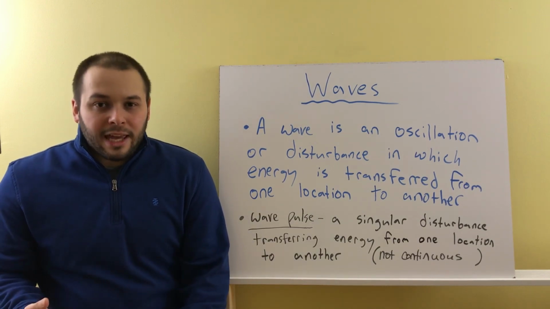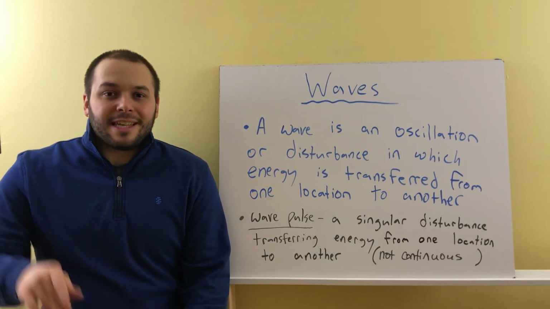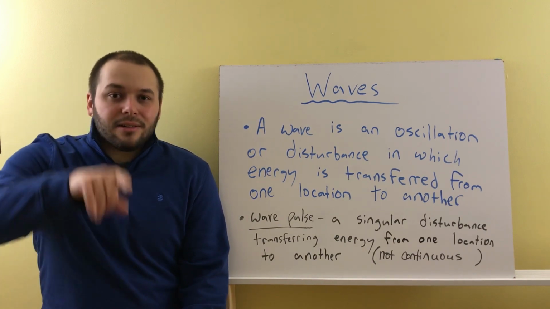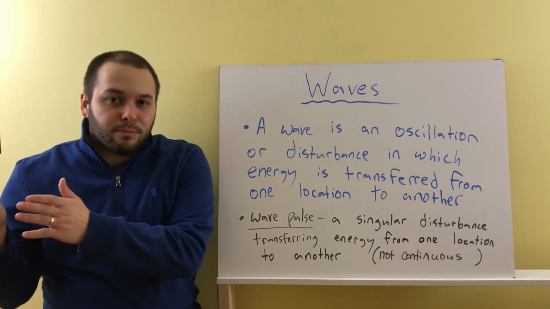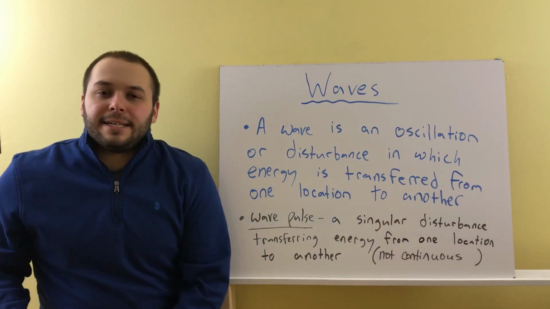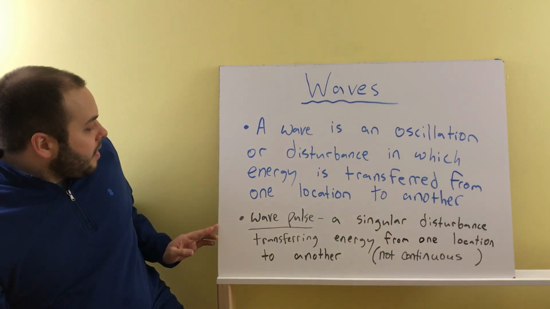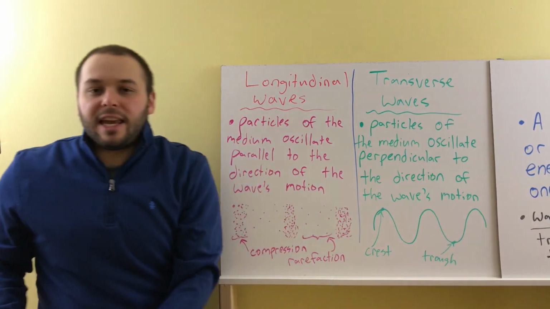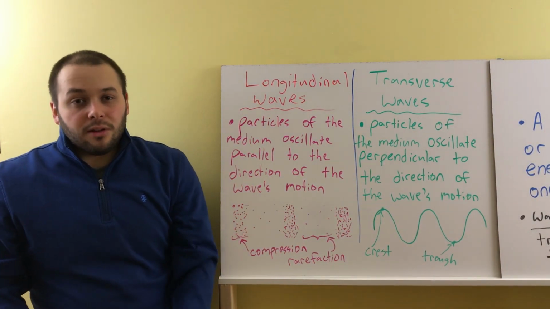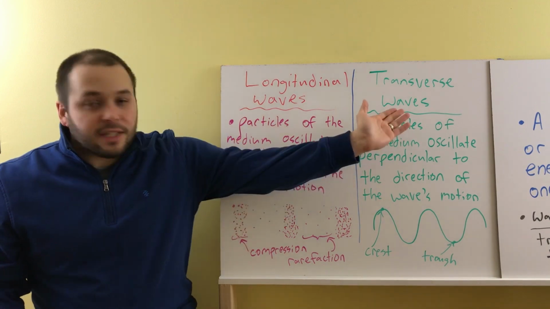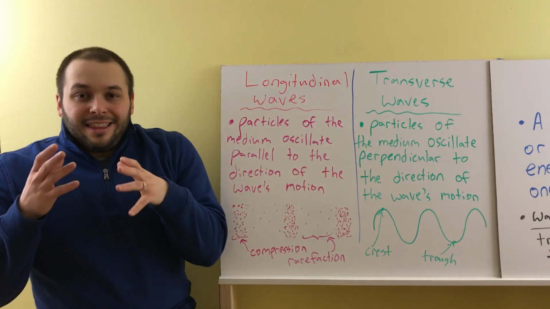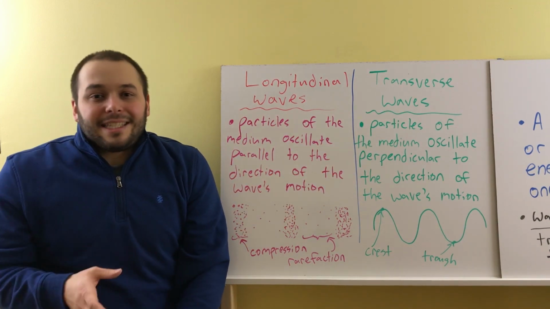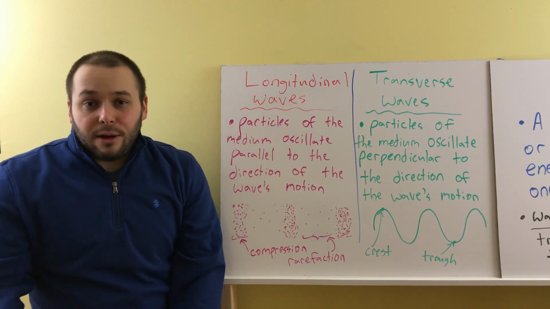But in short, waves tend to be periodic, or they tend to be something that kind of cycle back and forth, and they move energy along. Now, there are two major classifications of waves. We have what's called longitudinal waves and transverse waves. These two categories can classify any type of wave we encounter.